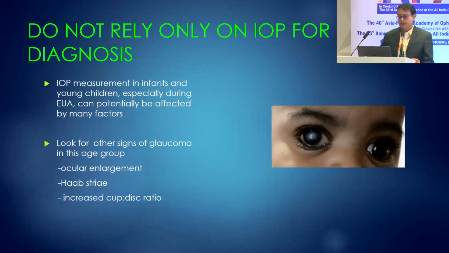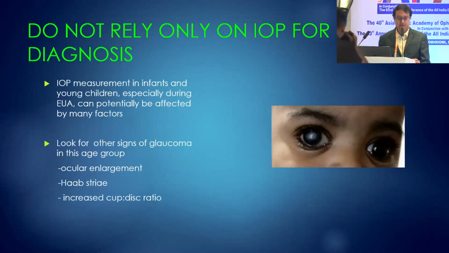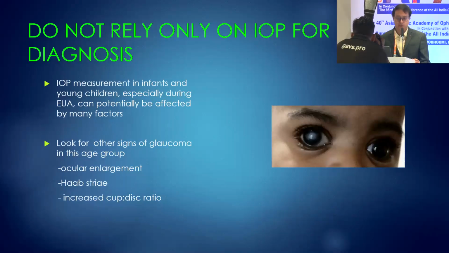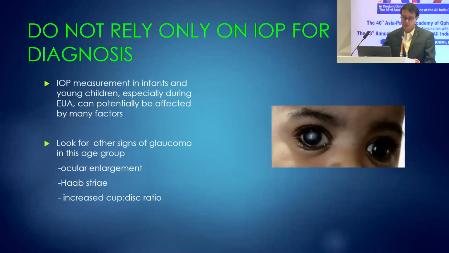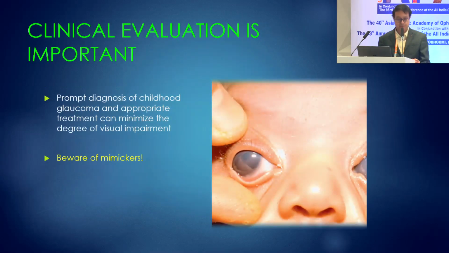While speaking on the diagnosis of primary congenital glaucoma, like in adults, we have to rely on the IOP. In children, IOP alone is not the main thing, because IOP measurements in infants and young children, especially during examination under anesthesia, can potentially be affected by many factors like the type of anesthetic used, the time point at which the IOP is recorded, and so on. So in children in particular, apart from the intraocular pressure, we have to look for other signs of glaucoma like ocular enlargement, the presence of Haab's striae, the increase in the cup disc ratio, and so on.